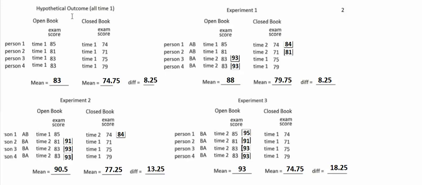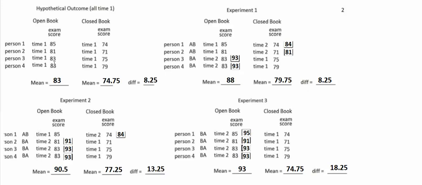At the top left corner, we have an imaginary situation in which each person's 2 scores are both at time 1, and actually all scores are time 1. This actually can't happen in real life because a person can't take an exam 2 times and have both scores be time 1. But this imaginary situation is a baseline or a starting point that we'll use because none of these scores are affected by practice.